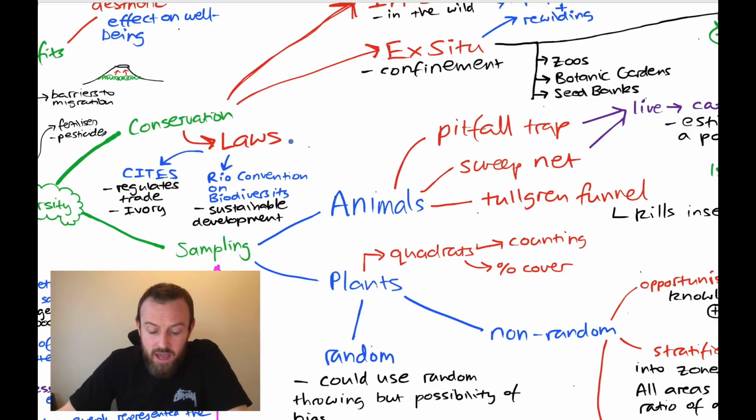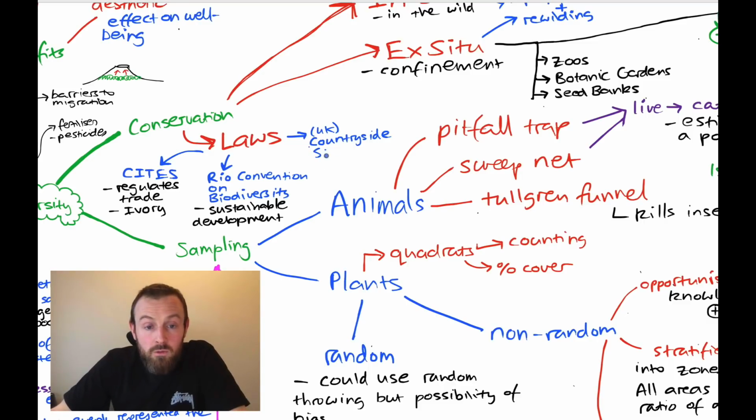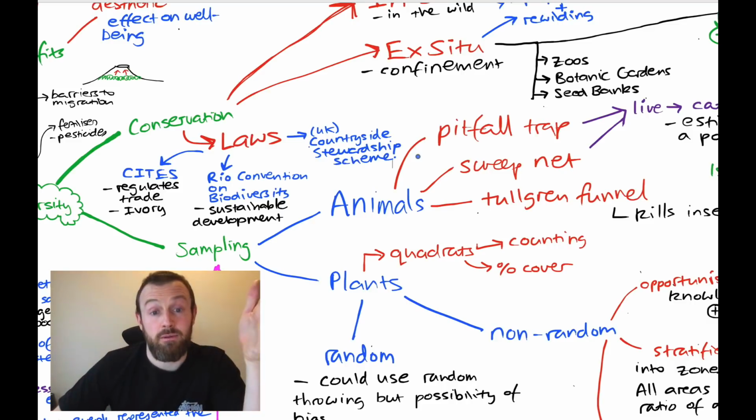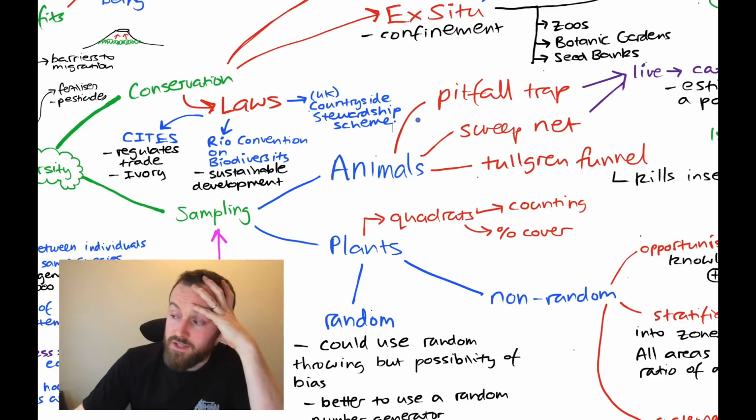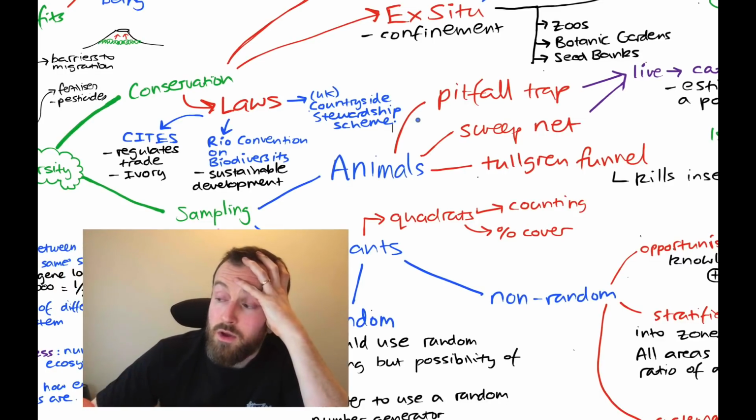And then in the UK, there's the Countryside Stewardship Scheme. Farmers can sign up to this scheme and they can get grants and funding to basically farm more sustainably.